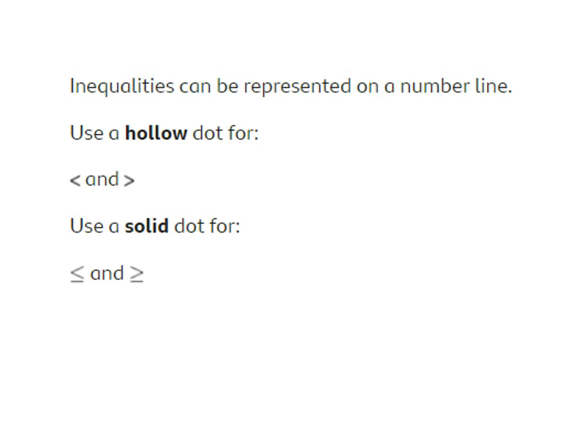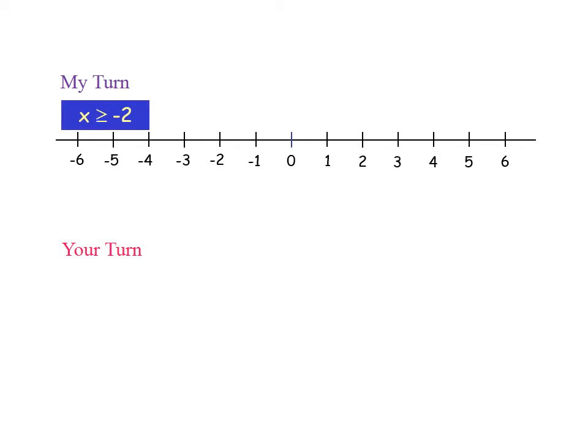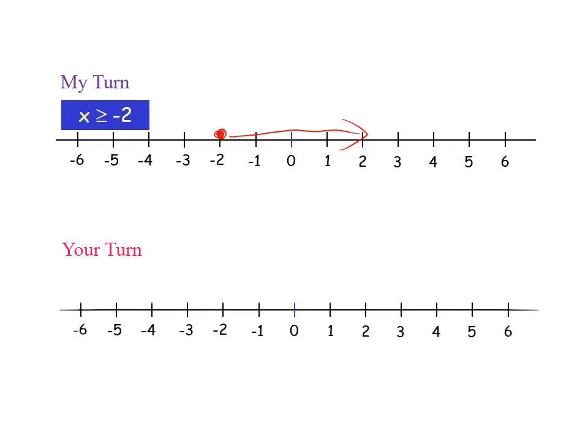Now, inequalities can be represented on a number line. X greater than or equal to -2. Now, greater than or equal to, we need a solid dot at the -2. And then we show that X is greater than or equal to -2. Now I'd like you to draw your own number line and have a go at representing the inequality X greater than or equal to 4. Pause the video now while you have a go at that, please.